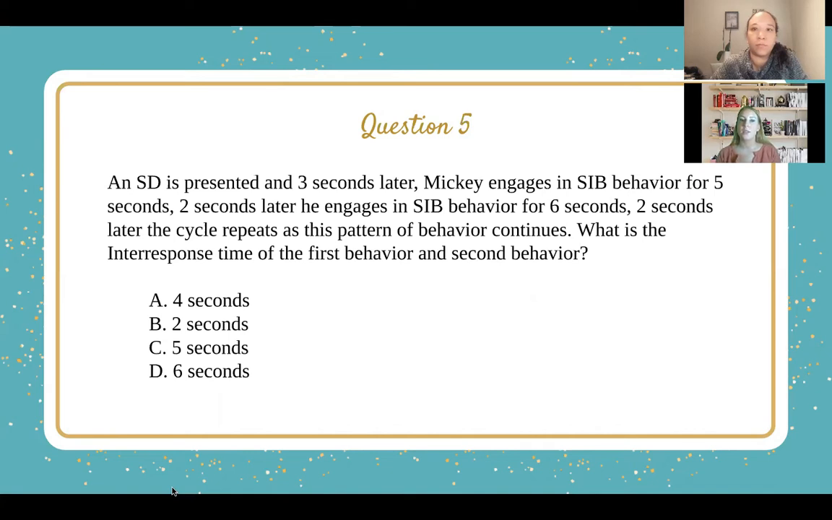So again, you want to dive into here and make sure you're looking for the time in between 2 consecutive behaviors. So when the SD is presented and 3 seconds later, Mickey engages in behavior, those 3 seconds are latency. Then we see 5 seconds. Well, that's the duration. But 2 seconds later, our interresponse time, he engages in SIB behavior again. So your answer here is B, 2 seconds. And A, C, and D would be incorrect as they're not representing the consecutive time in between 2 behaviors.